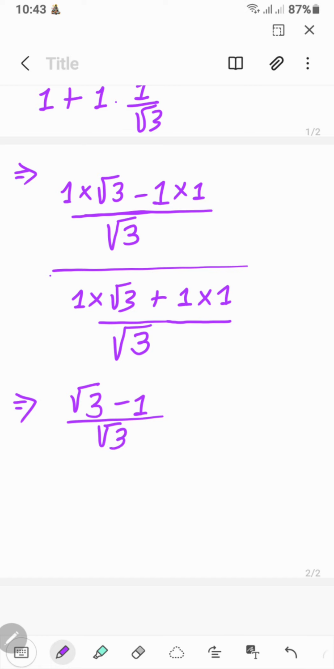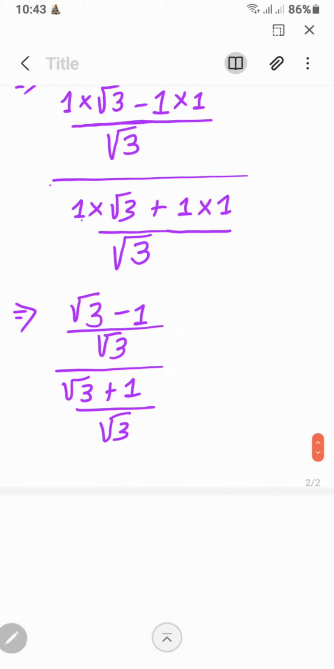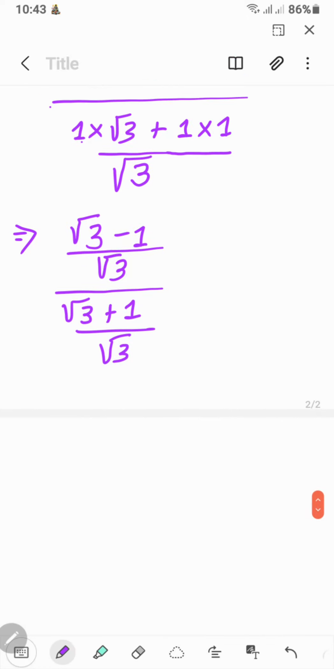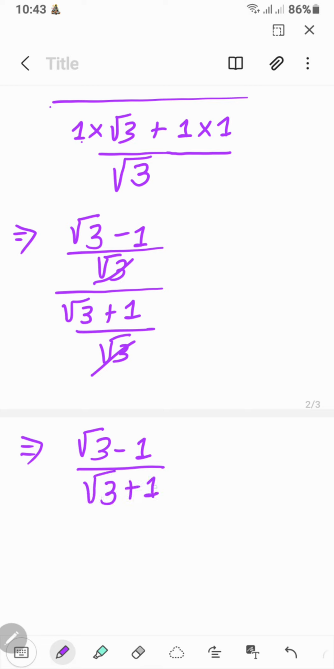Don't get scared with the solution. Down also root 3 plus 1 upon root 3. Now what we can do, next step, we can cut this root 3 and root 3. So what is remaining is root 3 minus 1 by root 3 plus 1.